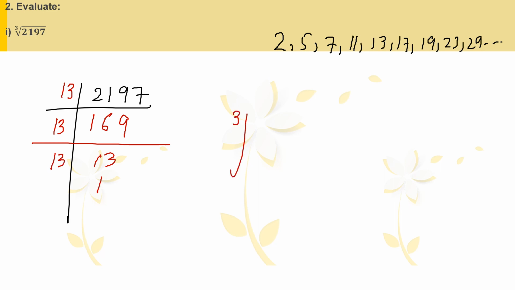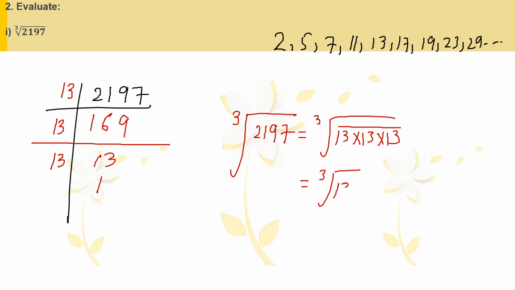So that means the cube root of 2197 is the cube root of 13 multiplied by 13 multiplied by 13. Only one combination is created, so the cube root of 13 cube, this cube cancels with this cube root and you get 13. That means the cube root of 2197 is 13, or 13 multiplied 3 times with itself gives you 2197. Now coming to part 2, this number is divisible by 2, so it's quite easy to solve.